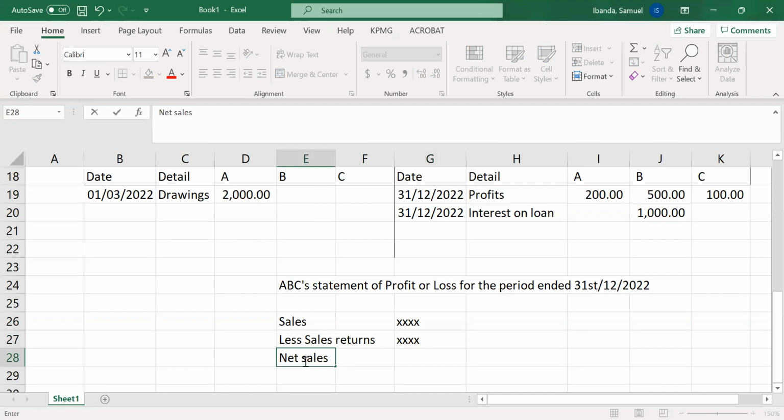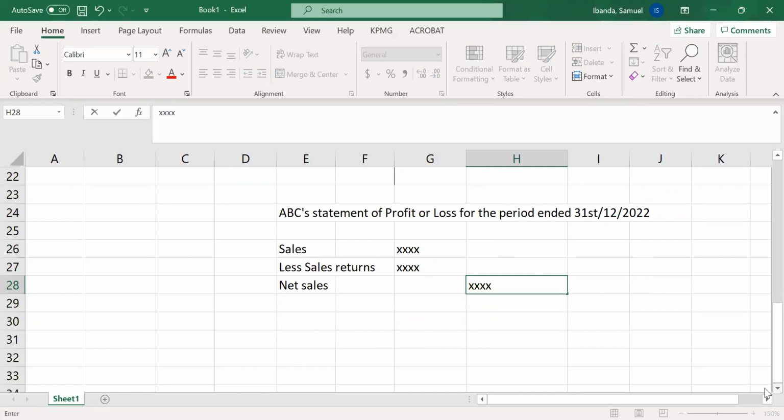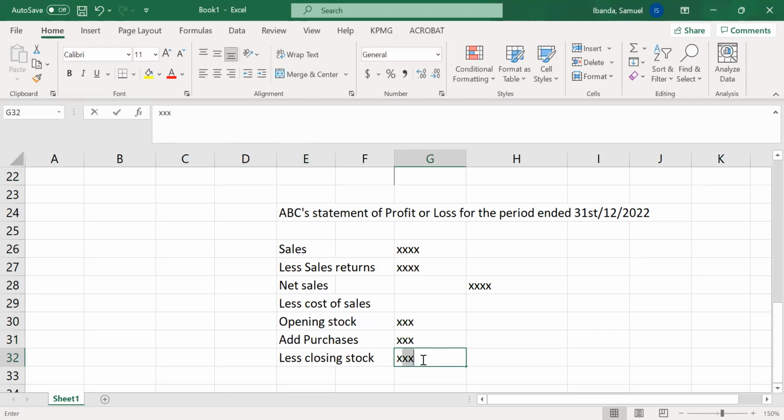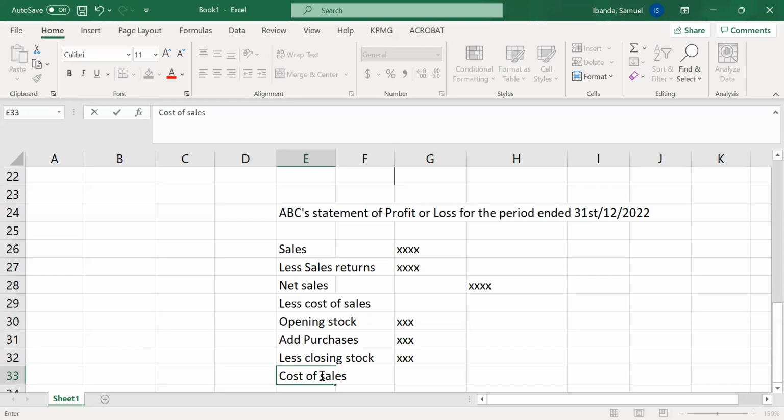In the same way, here nothing is coming in when it comes to aspects of partnerships, okay? So net sales there, they still move to less cost of sales, just like the way we have for any other business. So here we have opening stock, and we have add purchases, then less closing stock. So you're able to get your so-called cost of sales. So cost of sales is right here.